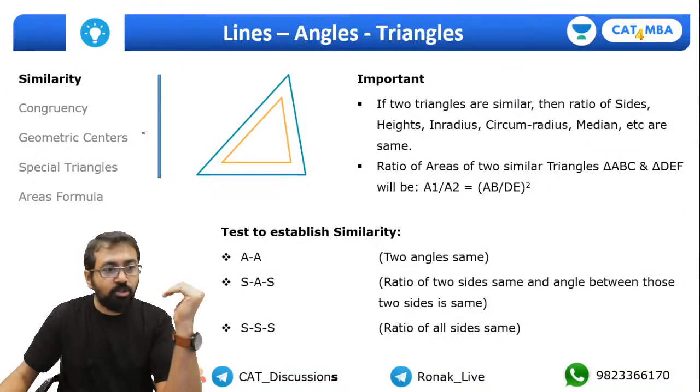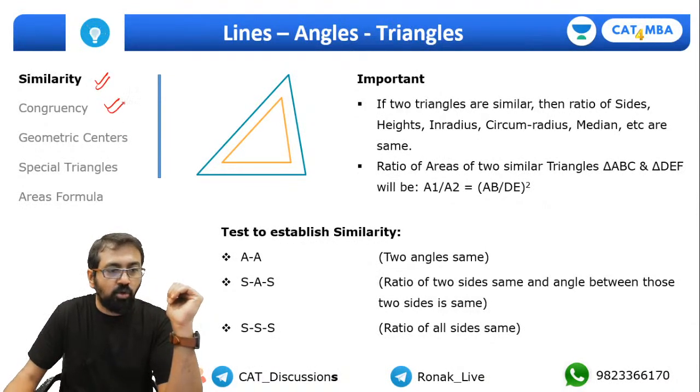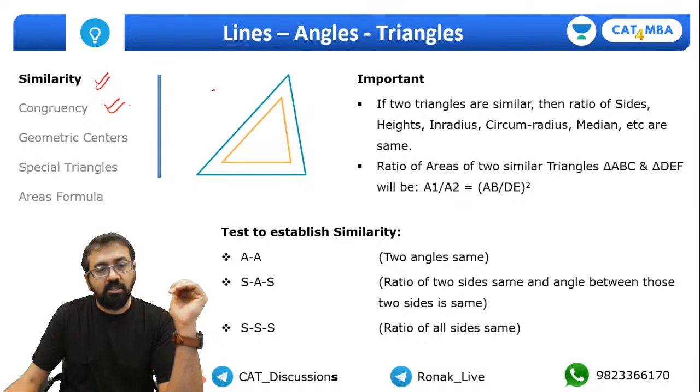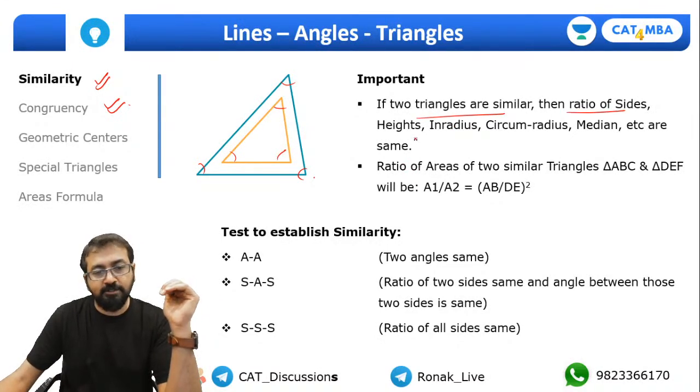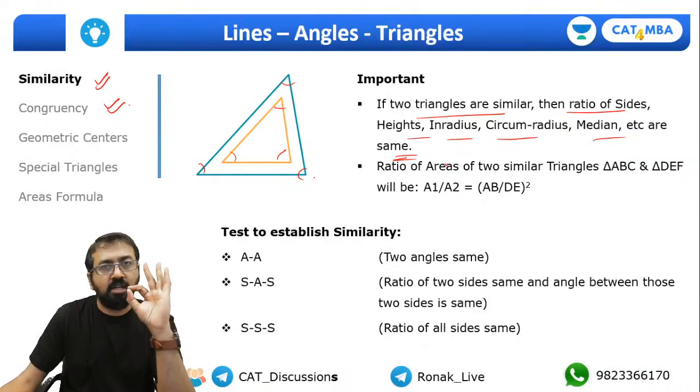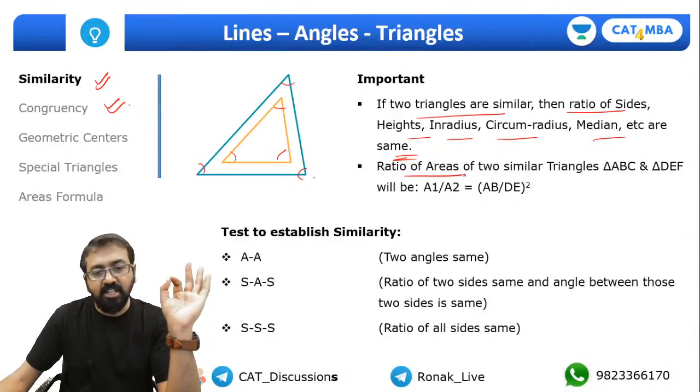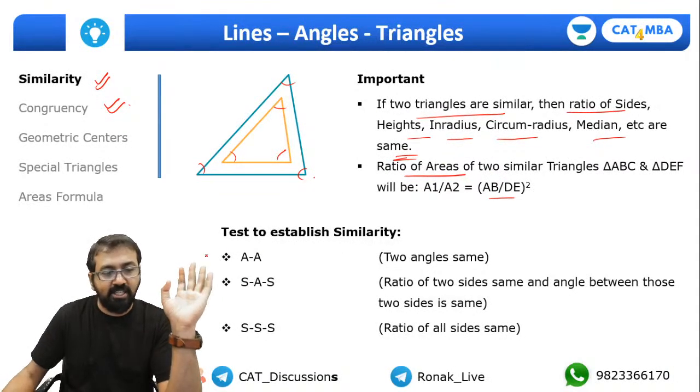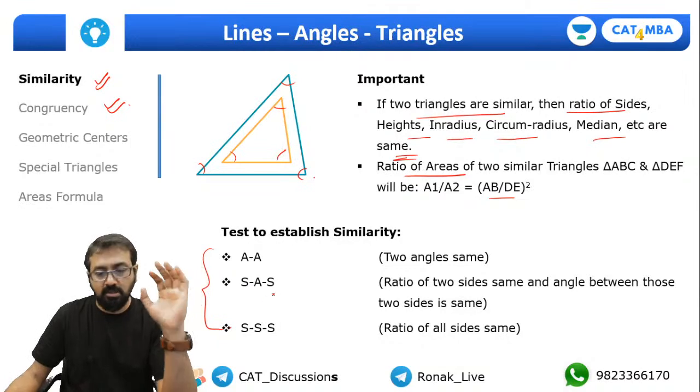Now guys, once again, let's quickly revise the remaining properties of triangles. So similarity and congruency, right? So similar triangles, you understand the angles are equal, right? Their shape is equal. Remember this thing, if two triangles are similar, then ratio of sides, height, inradius, circumradius, median, everything is same. The ratios will be same, except the ratio of areas. Ratio of area will be square of the ratio of side. Remember that thing. These are the tests for similarity.